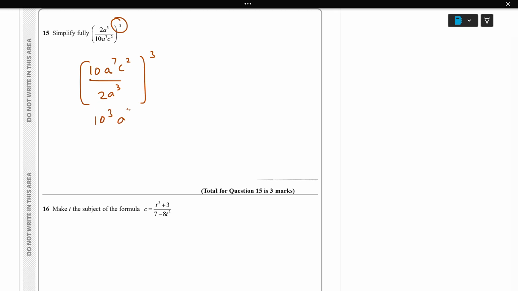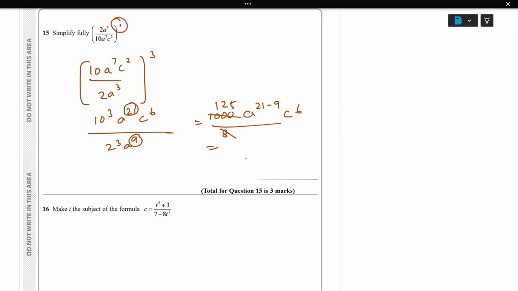10³a²¹c⁶ over 2³a⁹, which is equal to, this is 1000, then a to the power 21 and here is a 9, so we divide, we can take away, which is 21 minus 9. c⁶ over 2³, 2³ is going to be 8. So now the 8 and 1000 become 125. So final answer: 125, and a to the power 21 minus 9 is going to be 12. a¹² and c⁶ is the answer here.